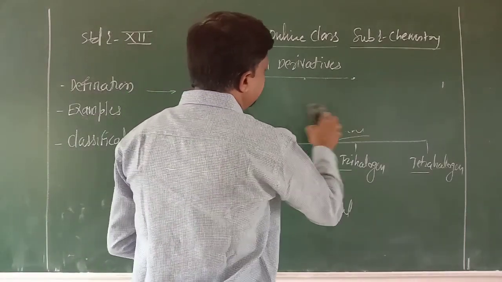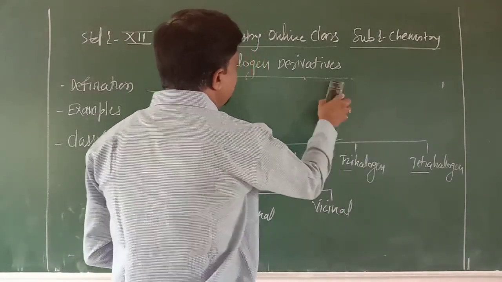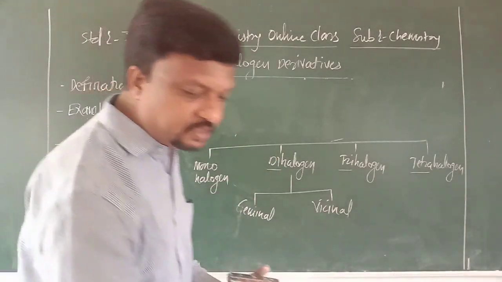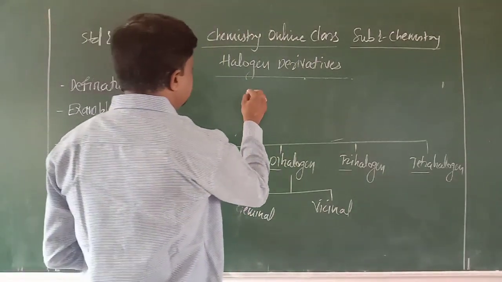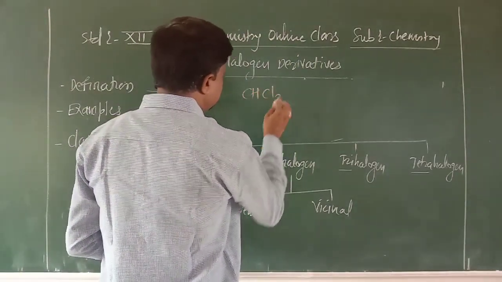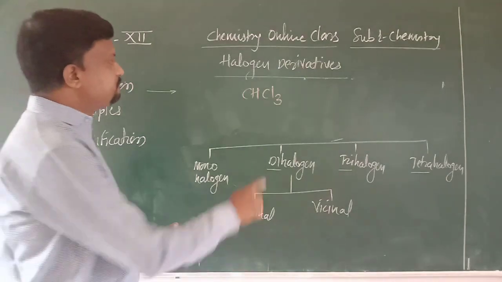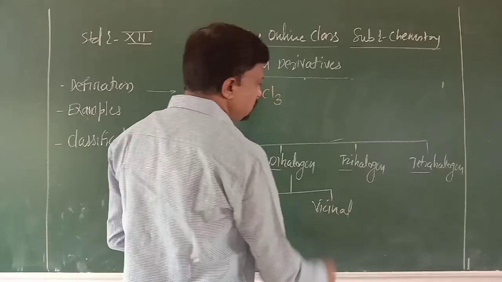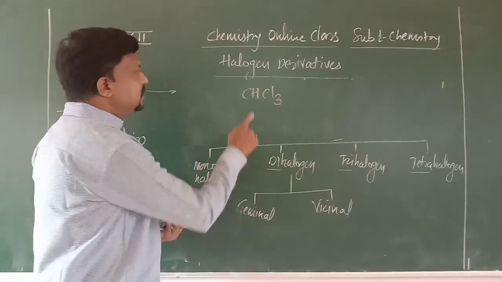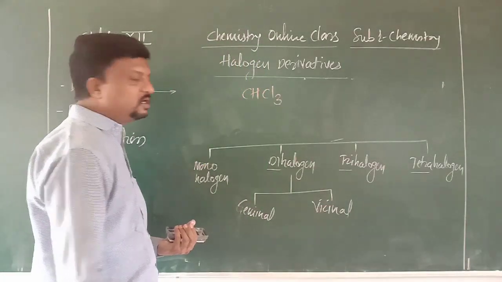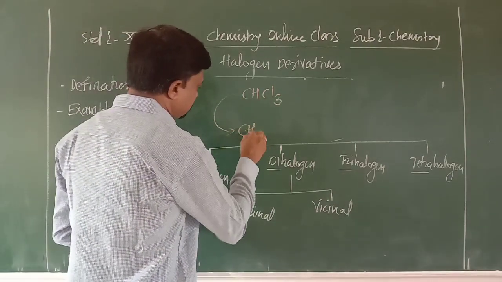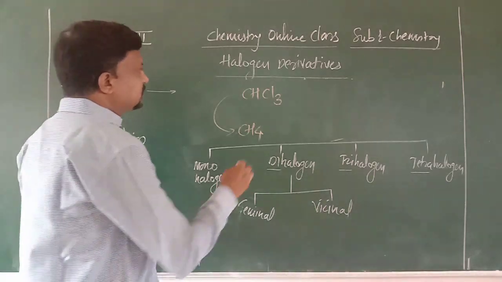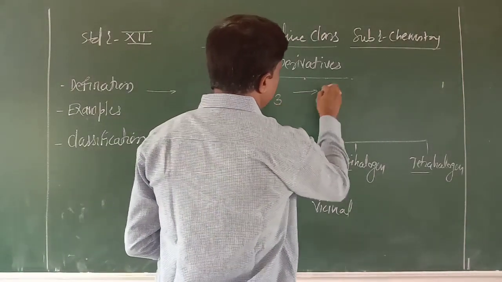Next is the trihalogen derivative. The compound which contains three halogen atoms is said to be a trihalogen derivative. For example, CHCl3. See here, this compound contains three halogen atoms. That's why it is an example of a trihalogen derivative. Originally it is obtained from the compound CH4, and as it is obtained from CH4, commonly it is known as chloroform.